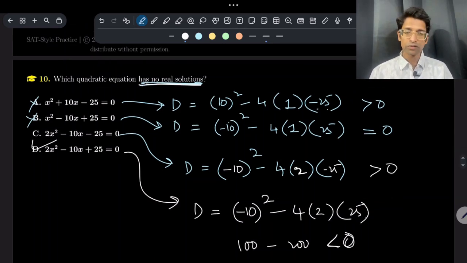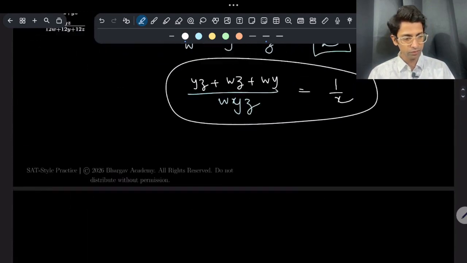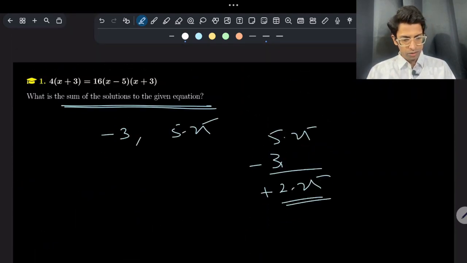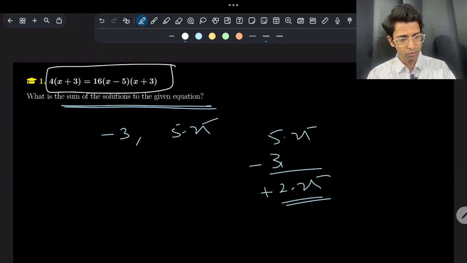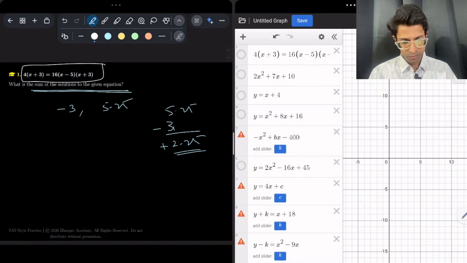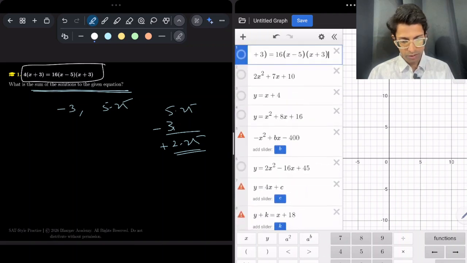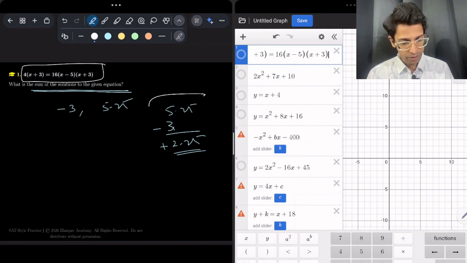So I think we have come to the end of this video, and let us do a quick recap of what we have done so far. How did we do this with Desmos? Substitute this in Desmos. Let me show you the Desmos. We have typed this particular equation in Desmos, as you can see here, and then we have found both the solutions, and then we have added them. So we have done this with Desmos, and this is the fastest way.